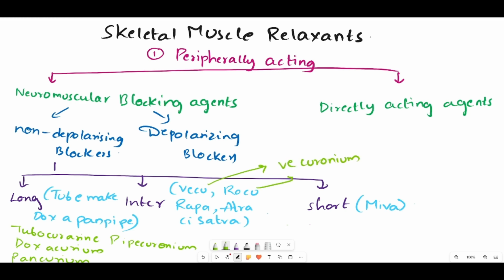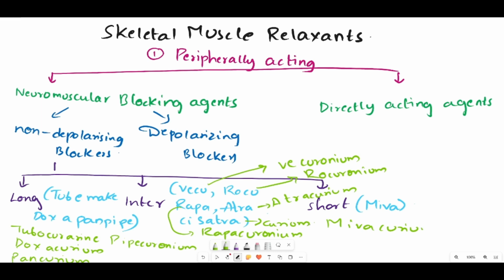Coming to this intermediate class, here Vecu means it is vecuronium. Roku means it is rocuronium. Repa means it is rapacuronium. Atra means it is atracurium. Cisatra means it is cisatracurium. Coming to the last class, which is short acting, here there is one simple example which is mivacurium. All the drugs under this will have a similar ending, which can be curonium, curium or curarin.